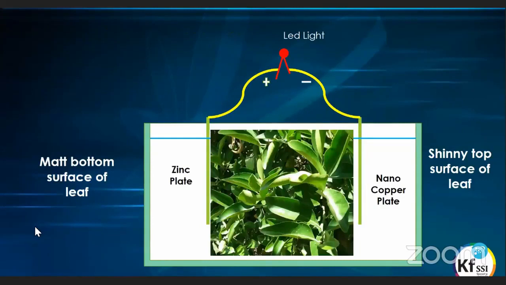So essentially we have the setup the same as the leaf. We have the zinc plate and your nano copper plate, and you have your LED to control and slow that flow between the two.